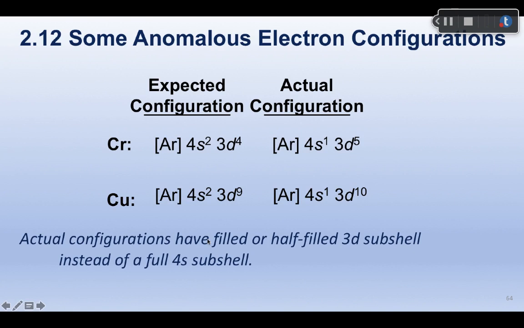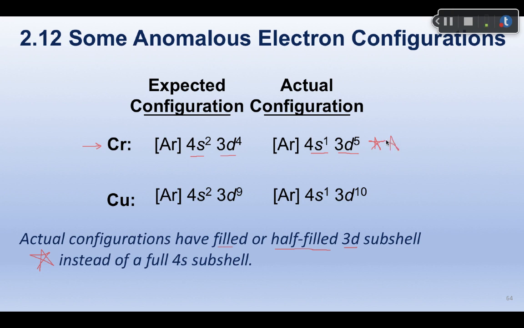It's not. So what's happening here is there is evidence for the fact that there are certain configurations that are more stable than you would have otherwise imagined. There's experimental evidence to support this, which we won't discuss for now, but the actual configurations demonstrate the possibility that filled or half-filled 3d subshells are more stable instead of having a full 4s subshell. In other words, if you take the two choices for what we see for chromium, you have 2 half-filled shells in the actual configuration instead of 1 full and 1 partially full.